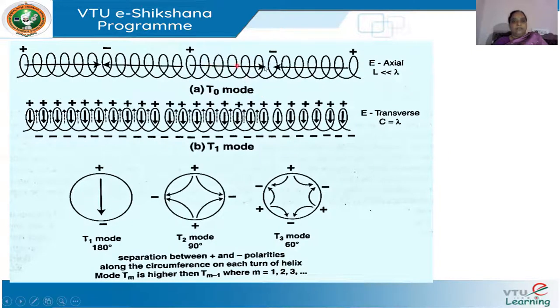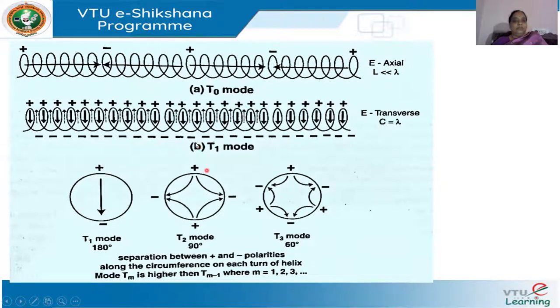And you can see that the waves are traveling, and the electric field is along the axial one. So the E is axial. And you can see that from one end to the other, the charges, you have the linearly polarized wave. You can see the EM wave go plus to minus, and between one plus to minus there are several turns. This is your T0 mode. In this case, the turn spacing L is lesser than lambda.